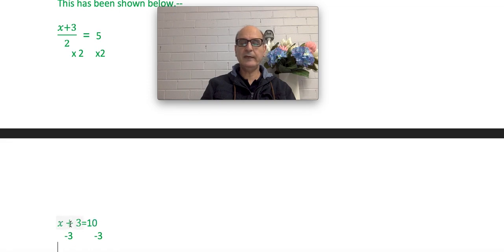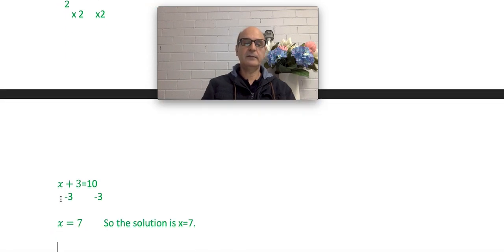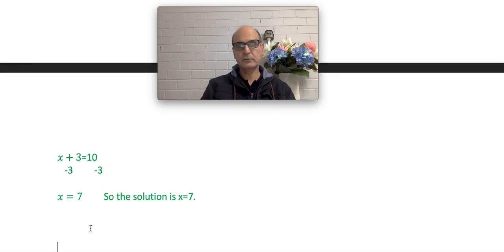What has happened to x? 3 has been added. Undo it. Take away 3 from this. So that will give you x, but you've got to take away 3 from the other side, and that means x equal to 10 minus 3 is 7. So x equal to 7 is your solution. Once you get on your left hand side x only left, whatever you have on your right hand side is your solution.